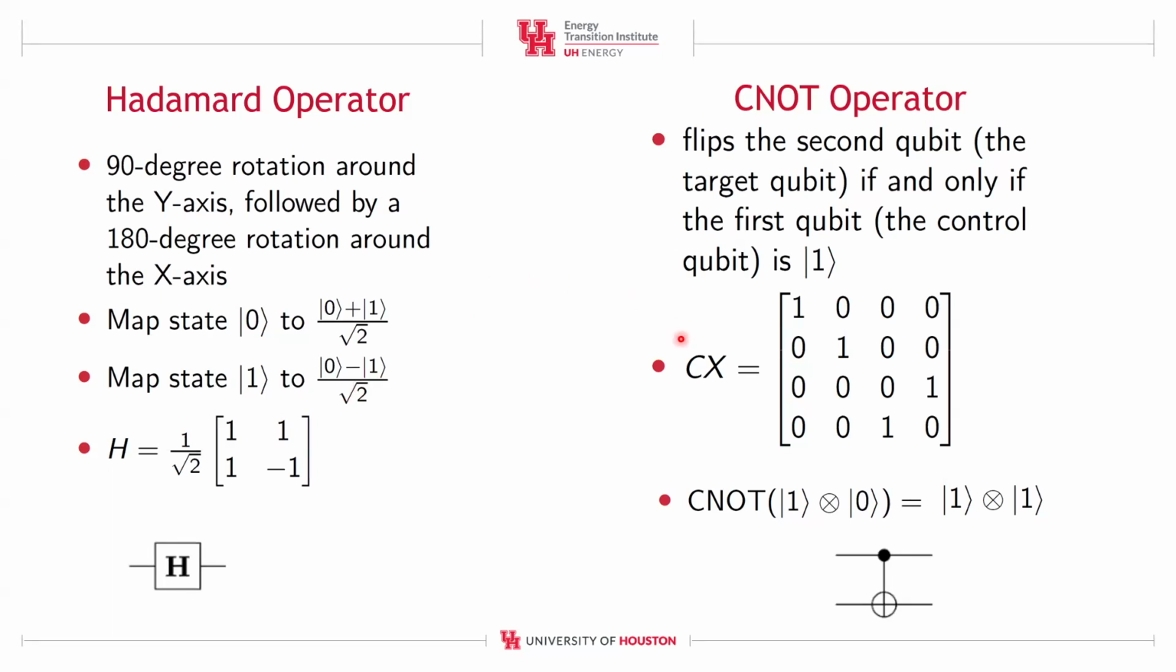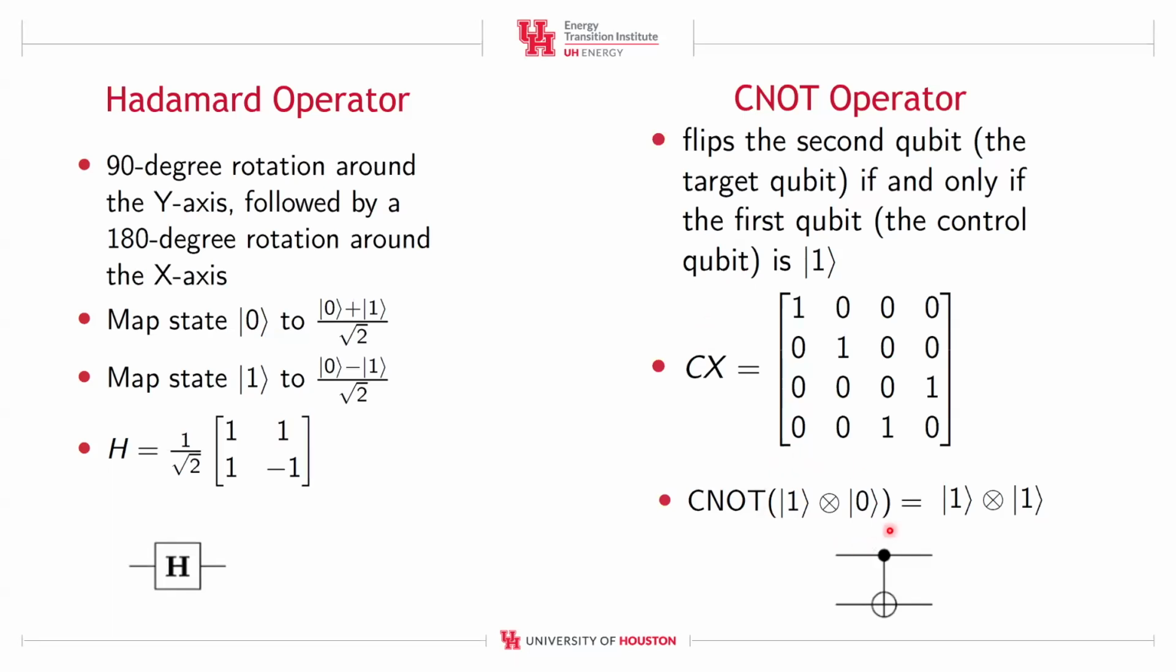The CNOT operator actually works on 2 qubits. One qubit we call the control qubit, the other we call the target qubit. When we apply the CNOT operator to these 2 qubits, the control qubit may flip the target qubit. If the control qubit is 0, then the target qubit is kept unchanged. If the control qubit is 1, then we flip the target qubit.